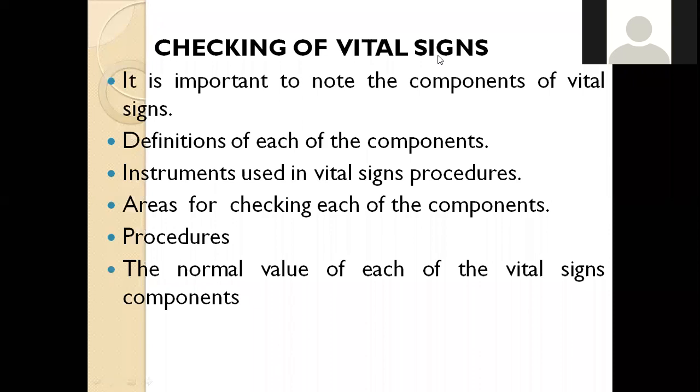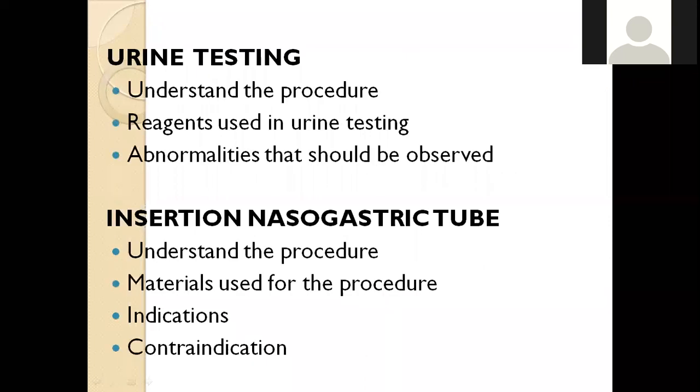It is important for you to know the normal values of each of the vital signs, the average value. Like for pulse now, some will pick 72 beats per minute as the average value. So those are the things you need to know. There are things that you have been doing on the ward. We just want to assess your knowledge of them.